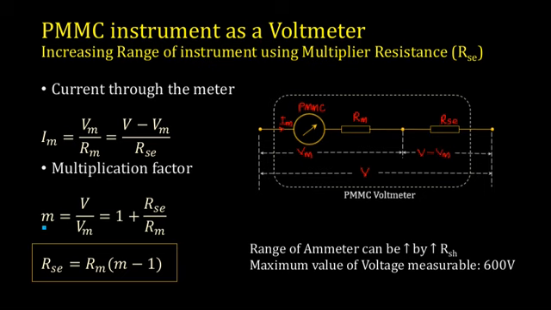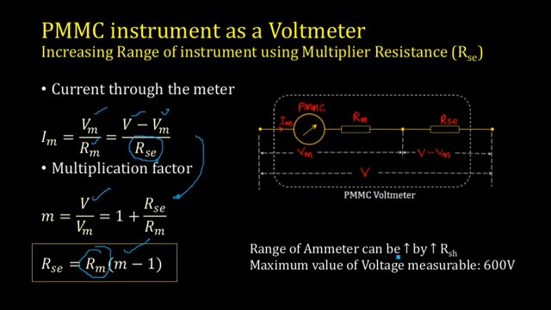Now the multiplication factor is defined as follows. From this equation you can calculate the value of Rsc, since V, Vm and Rm are known, and Rsc is the only unknown. So you can easily calculate Rsc. Now the multiplication factor is given by V by Vm, which is 1 plus Rsc by Rm, which can be derived from the above equation. And Rsc from this can be calculated as Rm into (m minus 1). So if you are given the multiplication factor, you can easily calculate Rsc if you are given Rm. Again, m is V by Vm. V is the voltage to be measured by the voltmeter, and Vm is the permissible voltage across the instrument.